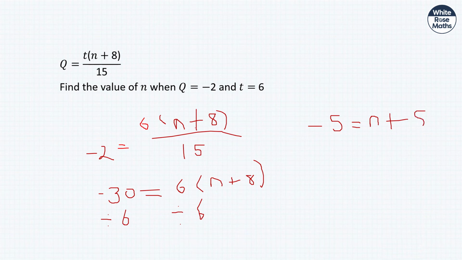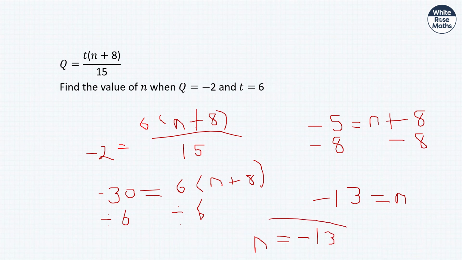I'm now going to subtract 8 on both sides to balance the equation. On both sides I'm balancing the scales. I get minus 13 is equal to n. Therefore, n is equal to minus 13. That's the value of my answer. Again, this time it's giving you the final answer, and you have to work out the initial condition. So it requires a bit of rearranging.